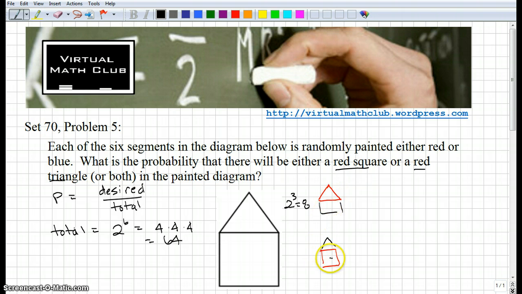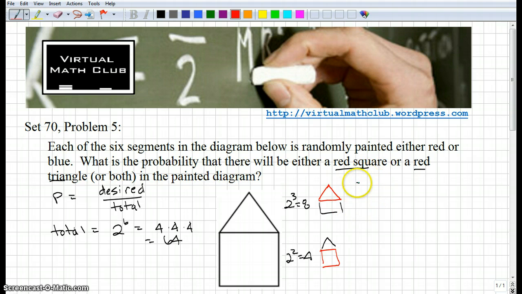Okay. And in the case of the red square, we have 2 other segments, and we have 2 ways to paint each one of those segments. So you might think, okay, 2 squared is 4. All right, so we have 4 ways to paint the diagram such that we have a red square on the bottom. Okay, but we have to be a little bit careful. All right, because let's see if we can draw out those 4 ways.